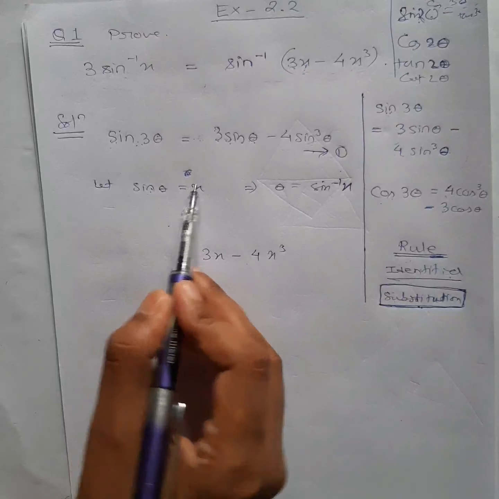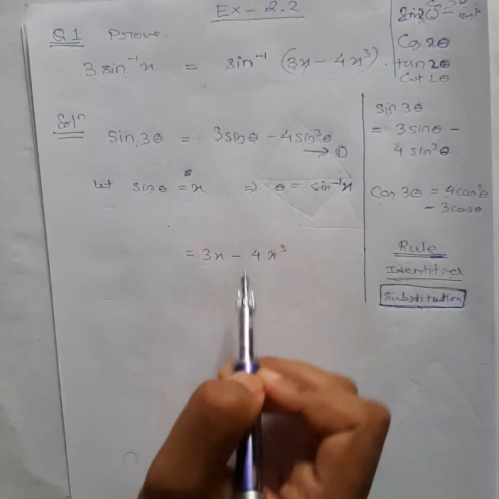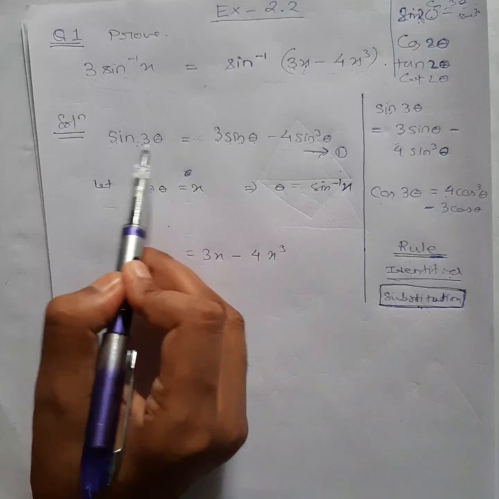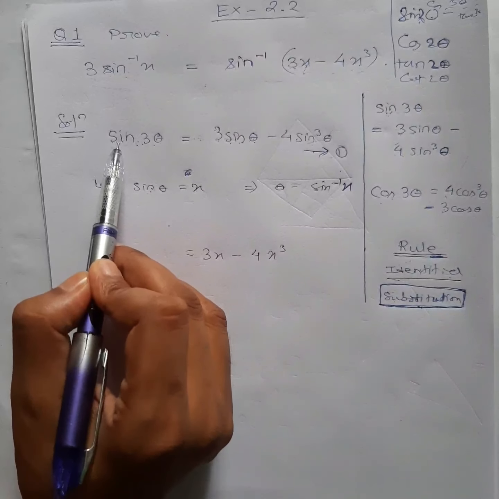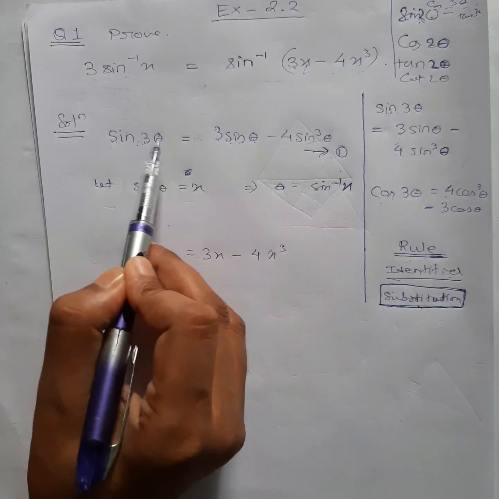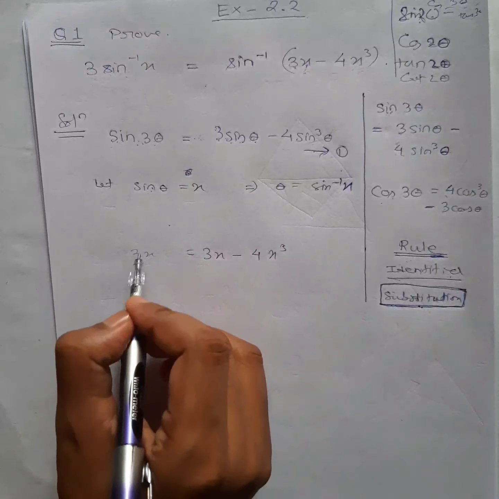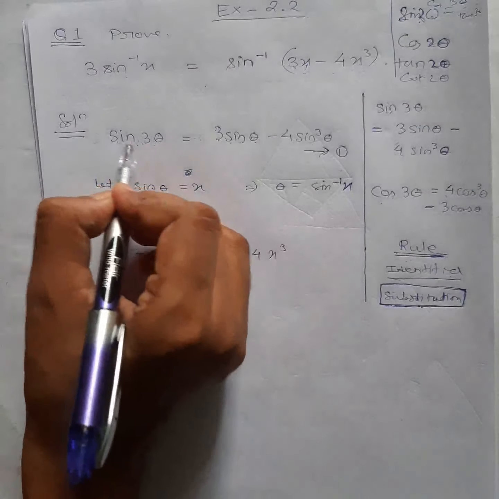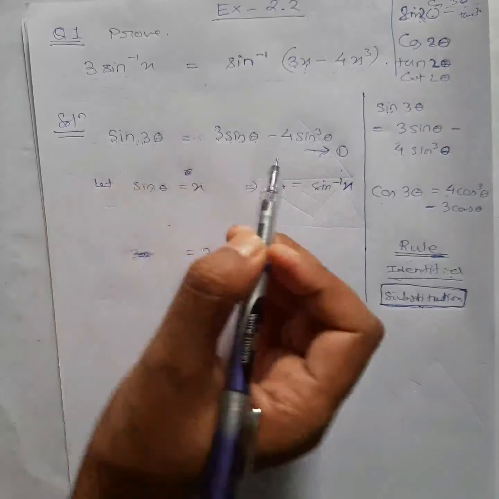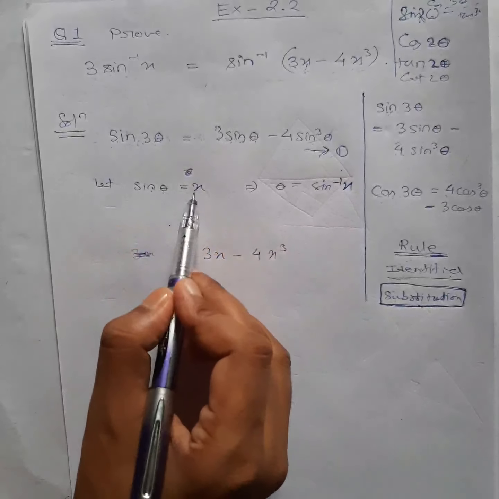Sin theta I have let it out x, right? So in place of sin theta I have put this one. Now don't put x here or 3x here. This is not sin theta, this is sin 3 theta. Some students used to get confused and write 3x here. This is not 3 into sin theta, this is sin 3 theta. So in place of this one you cannot substitute this.